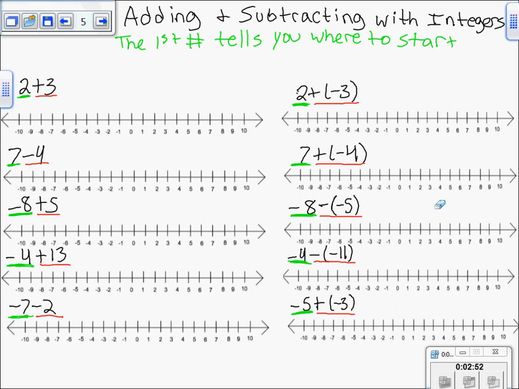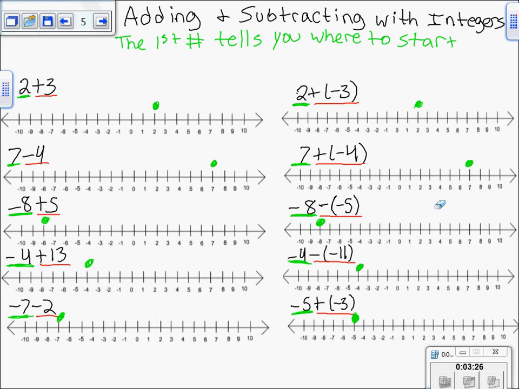So for the first one, we're going to start at 2. For the second one, we're going to start at 7. I'm going to just put down the starting points for all of these, and we'll actually solve them in a minute. That one starts at negative 8, this one at negative 4, negative 7, positive 2, positive 7, negative 8, negative 4, and negative 5. I just did them all at once. That first number just tells you where to start.